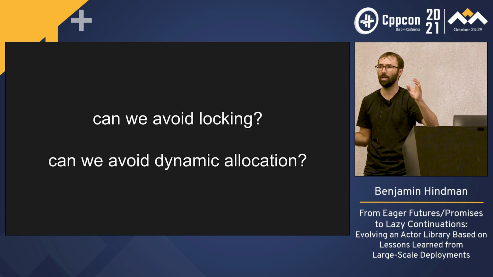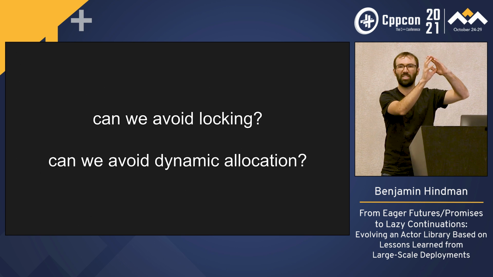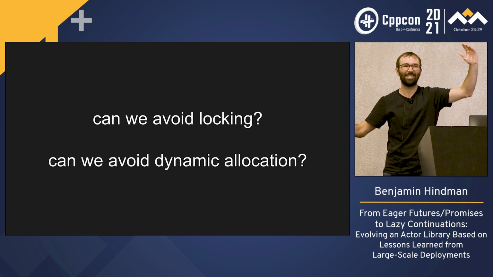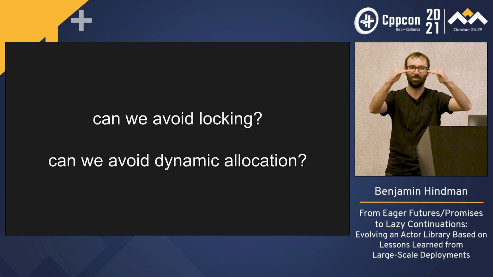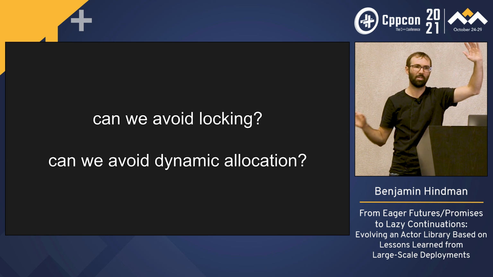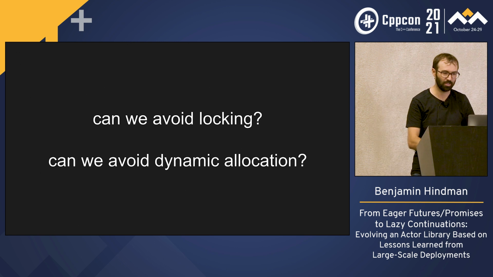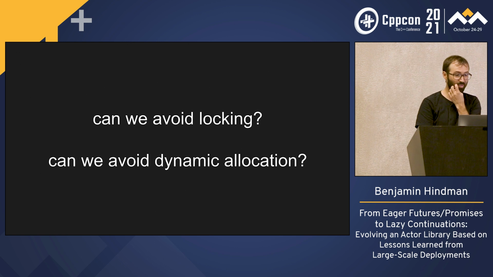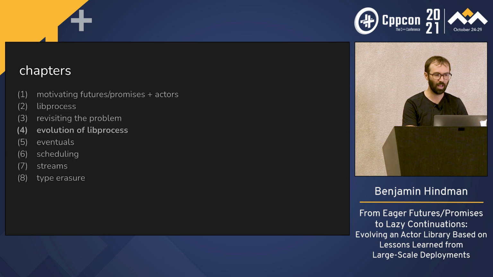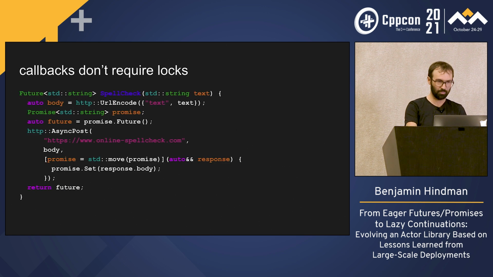We had tons of code that literally was just a bunch of sequential steps that, if you wrote it in your CS 101 class, it would just be do this, then do this. There's no concurrency, there's no parallelism, there's nothing else. And all these steps ended up having to acquire tons of locks and dynamically allocate memory. So we said, can we avoid locking and can we avoid dynamic allocation? And that led to the evolution of the library.